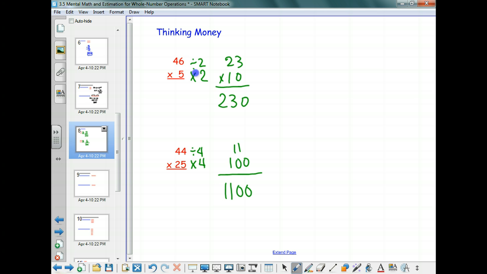Do you like multiplying with tens and hundreds? They're easier to work with, and that's kind of our goal when we're looking at these, is how can I do it easier? All right, what do we have next? Awesome.